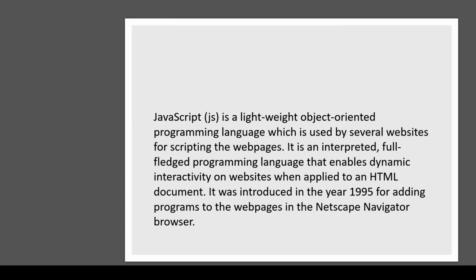There are two kinds of programming languages. First is the compiled type language, and second is interpreted. JavaScript is an interpreted language. JavaScript is a full-fledged programming language. We can interact with the help of JavaScript in our website. It was introduced in 1995 by the Netscape Navigator browser.